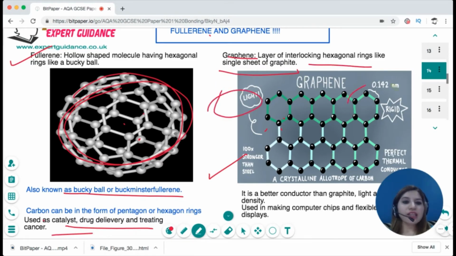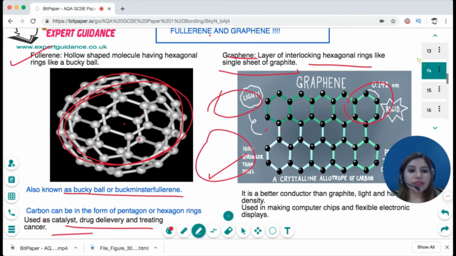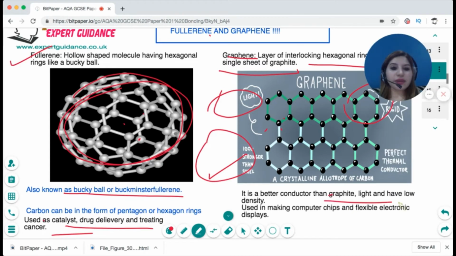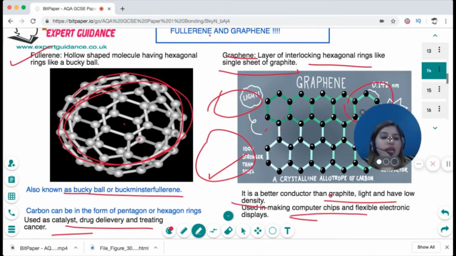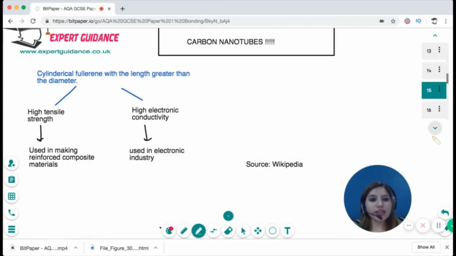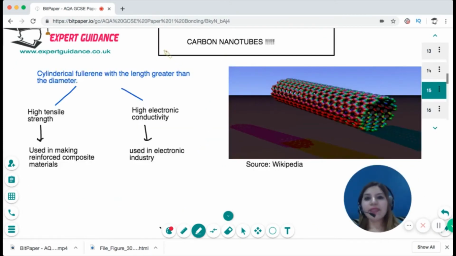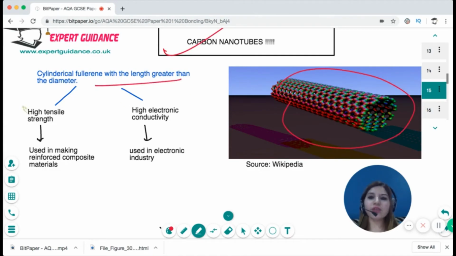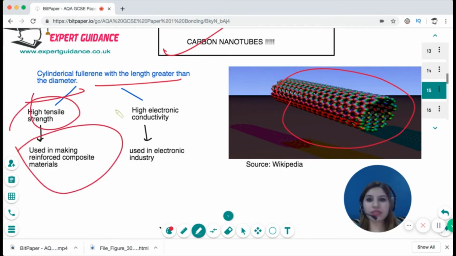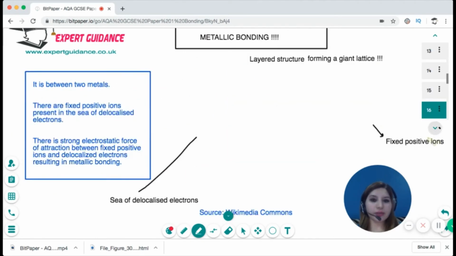Graphene is a layer of interlocking hexagonal rings like a single sheet of graphite. It is light, rigid, 100 times stronger than steel, a perfect thermal conductor. It is a better conductor than graphite, light and has low density. Therefore, it is used in making computer chips and flexible electronic displays. Okay, and then we have carbon nanotubes, which look like this. They are cylindrical fullerenes with the length greater than the diameter. They have a high tensile strength, so they are used in making reinforced composite materials, and they have high electrical conductivity, therefore used in electronics industries.